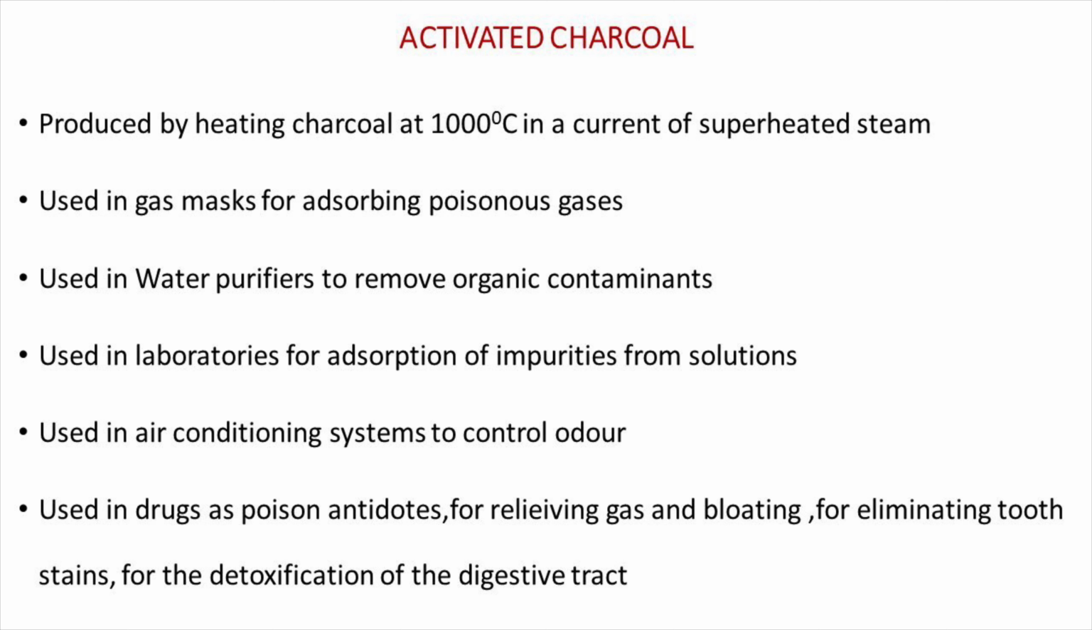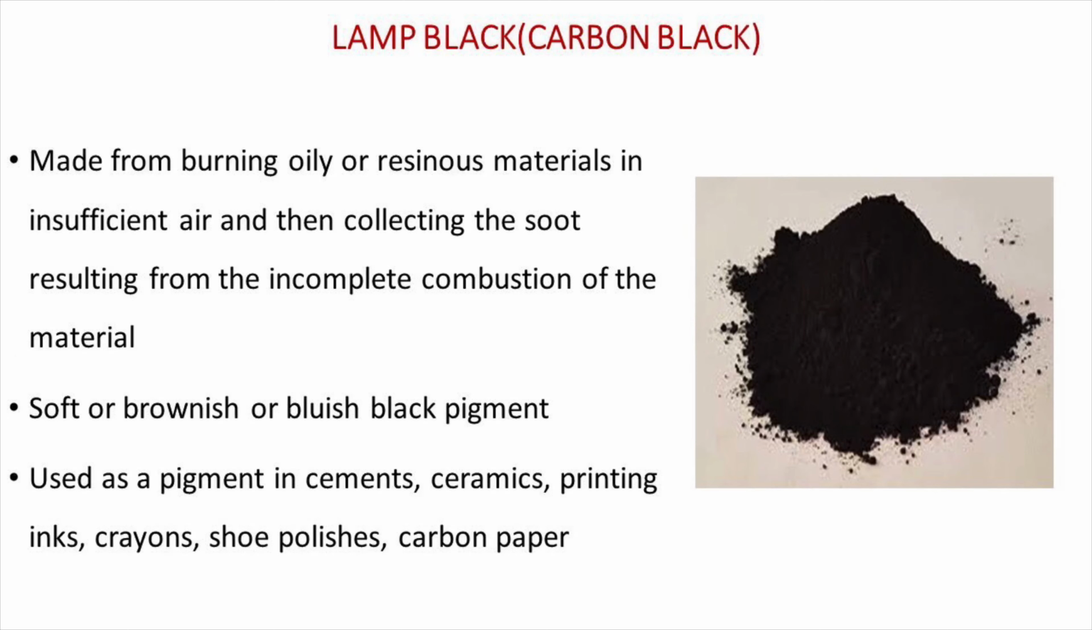The next amorphous form of carbon allotrope is lamp black or carbon black. It is made from burning oily or resinous material in insufficient air and then collecting the soot resulting from the incomplete combustion of the material. Traditionally, it had been collected from the inside of oil lamp mantles and thus the name lamp black.